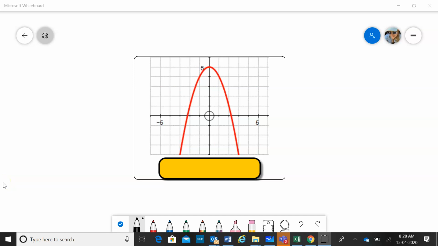How to find the quadratic equation given a graph. First is identify its vertex. So in here, the graph is opening downward. The vertex is the highest point here. So let's label that vertex as V, and it has coordinates H, K.